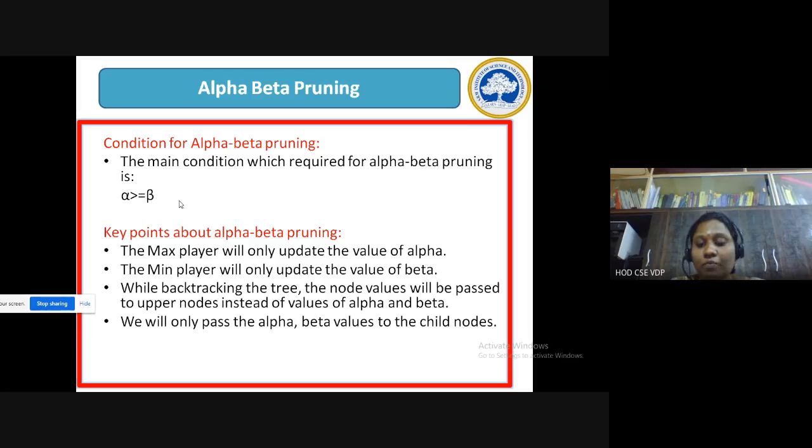Okay, so the important point we have to remember is, while we move from the parent to the child, you will be passing alpha and beta values, right? Whatever alpha and beta values the parent has, that will be shared with the child node. And while going back, that is from the child node to the parent, when you are backtracking, you will be passing the value of s, which is nothing but your node value.